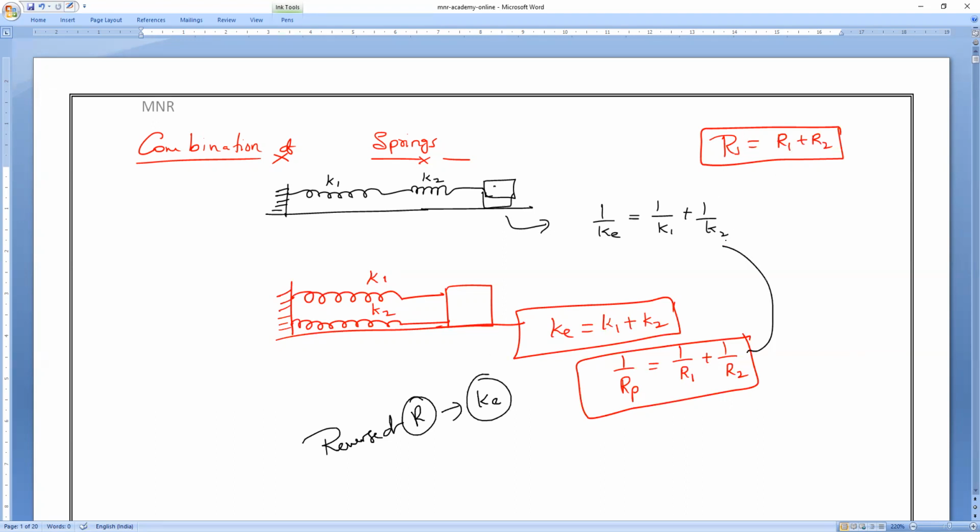So parallel combination is here, series combination here. Here is a parallel combination. Do you understand? All of you, can you hear me or not?